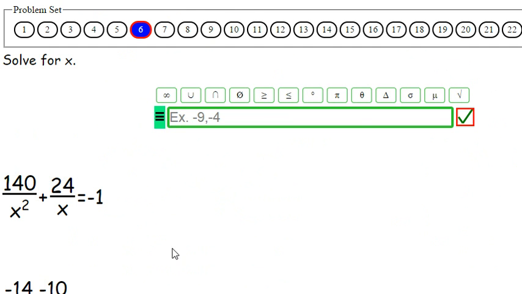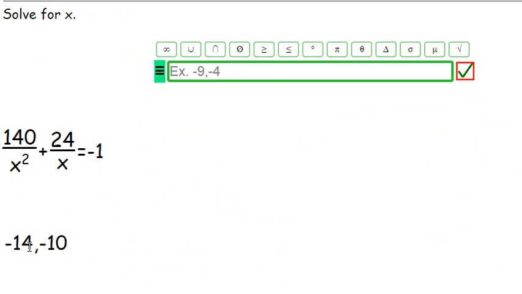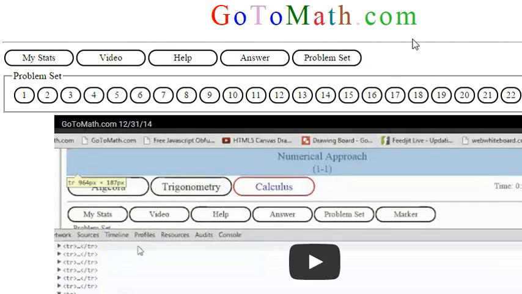Okay. There they are. Alright. And I think the smaller number, if you're plugging it in up here, is always going to be on the left, and then the larger number. Alright. So we're over here at GoToMath.com trying to get it worked out. See you in the next problem.